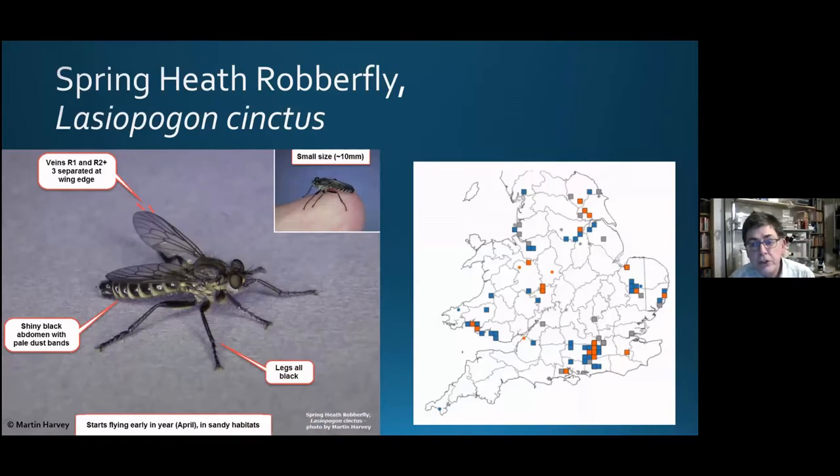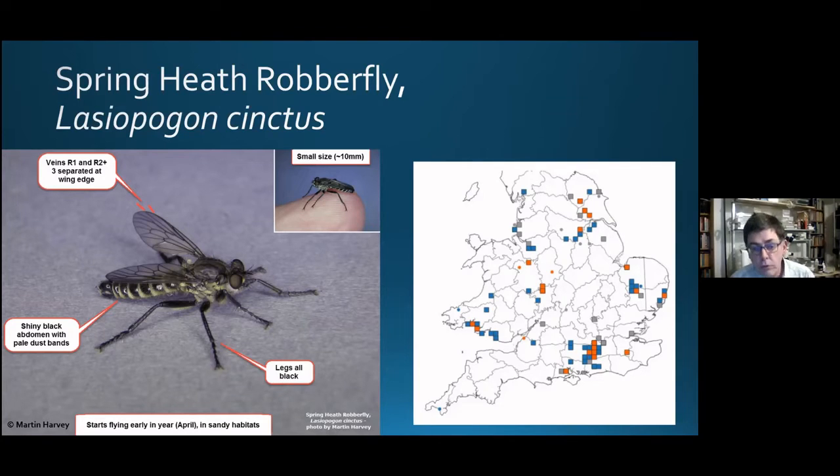Final robberfly I wanted to show you is one that would be worth looking out for in the not too distant future. This is one of the early flying species that starts up in April, and it's quite widespread but quite localized and really restricted to sandy habitats. So heathlands and sand dunes are the places to look for this fly. But there's not much else that looks like it at that early time of the year.